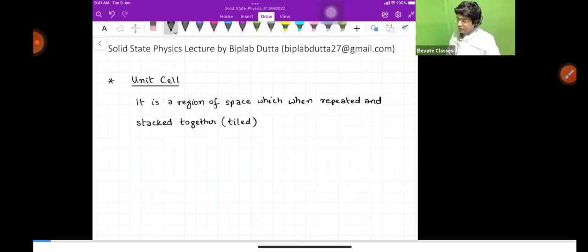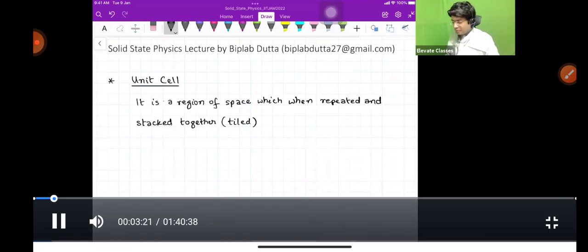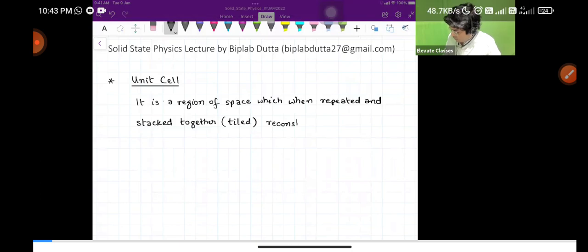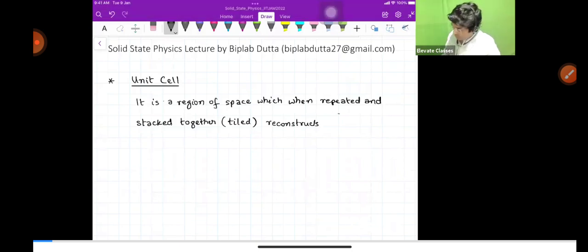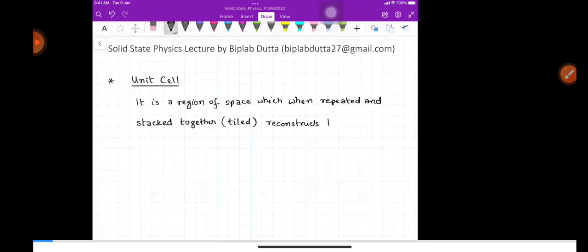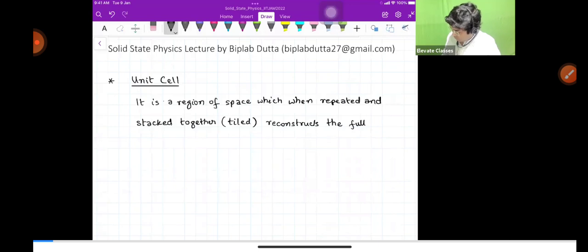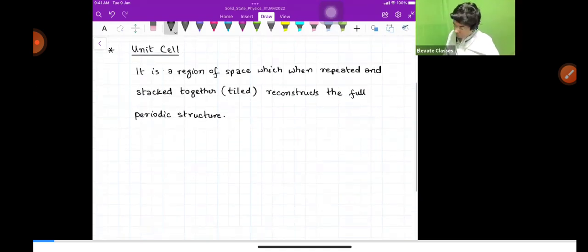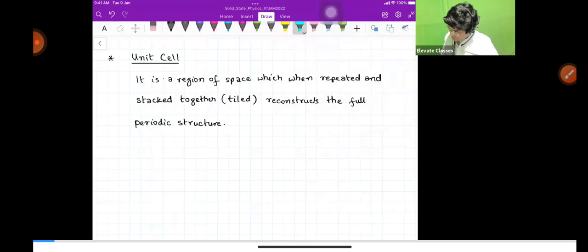All right. So the same way we use this concept of unit cell. It is a region of space which, when repeated and stacked together, which is this stacking called tiling, reconstructs the full periodic structure.